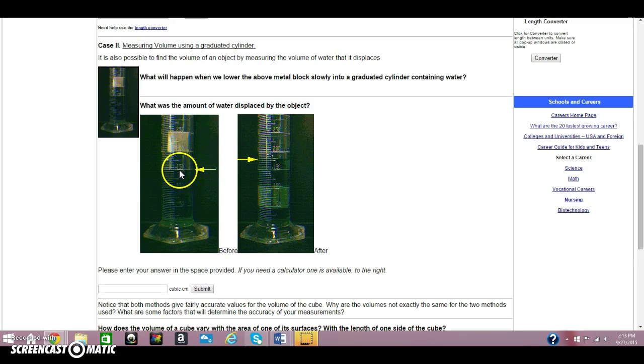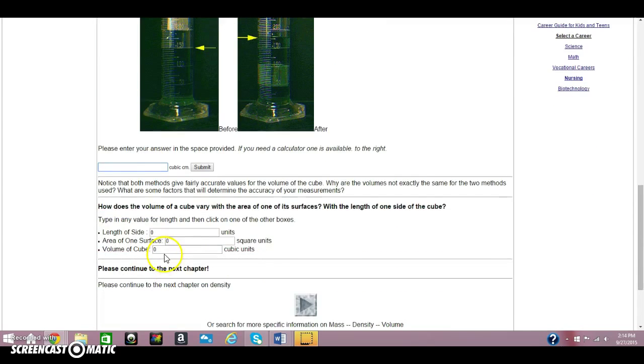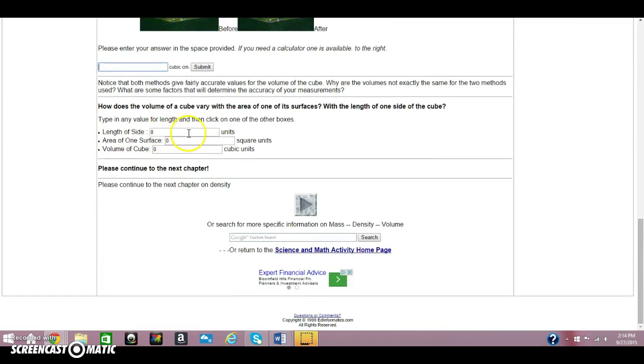So it'll be 150 before you put the block in there. And then when you put the block in there, the water displaces upwards the total amount of volume that the object takes up. So you've got to find out what your intervals are. Here's 150, here's 200. So find out what each of these little intervals represent. Subtract, put your answer here. All right? This gives you practice of how to figure out all that.